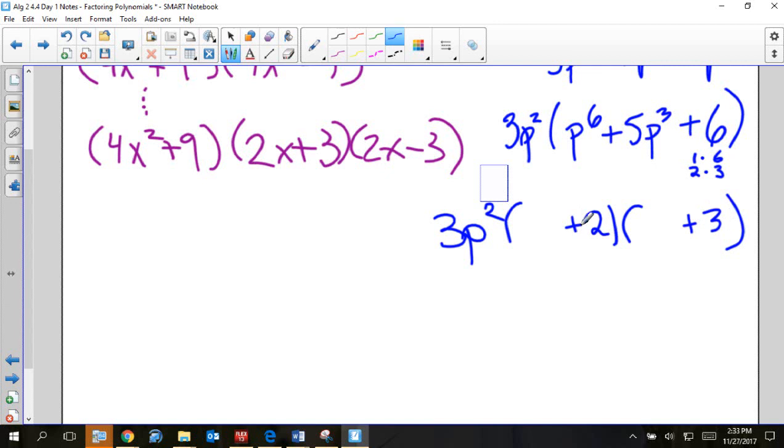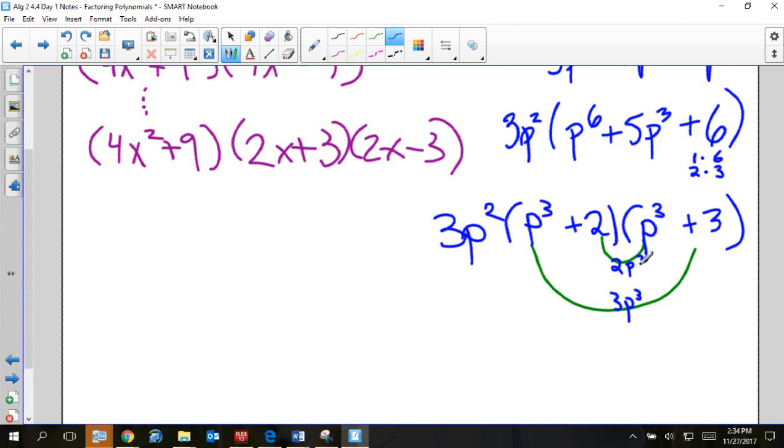Now think about this. When we FOIL it back together to check our answer, our outer and our inner has to add up to be 5p to the 3rd. Right now I have 3 times something and 2 times something. What's that 3 need to be multiplied by to add up to be 5p to the 3rd? Yeah, p to the 3rd. So I will get 3p to the 3rd plus 2p to the 3rd is 5p to the 3rd. So when I say what times what makes p to the 6th, you could tell me p to the 3rd times p to the 3rd.